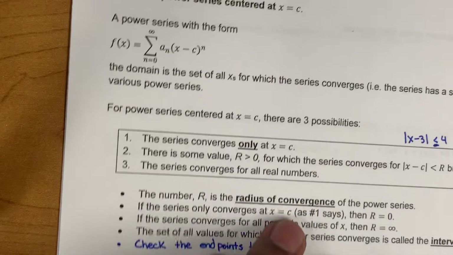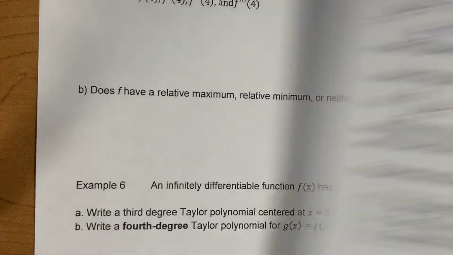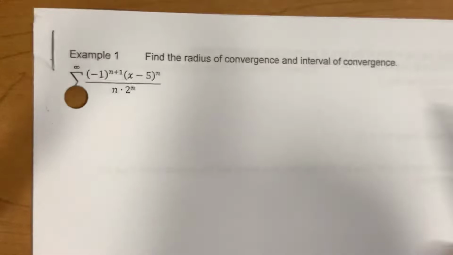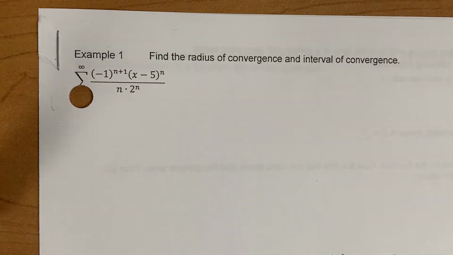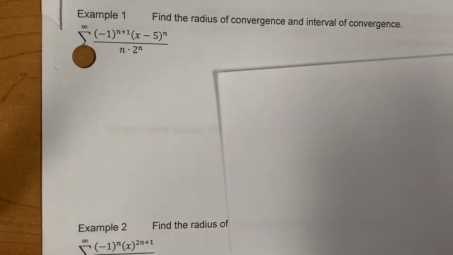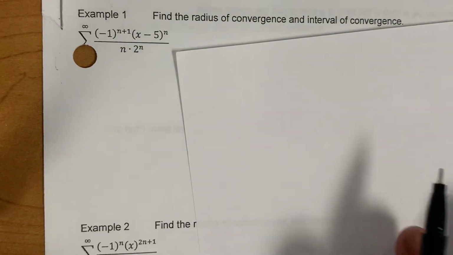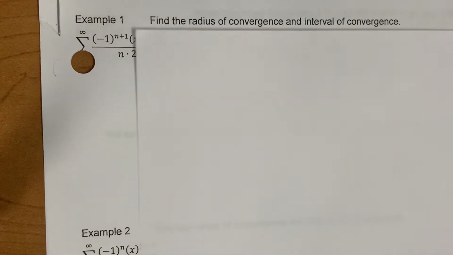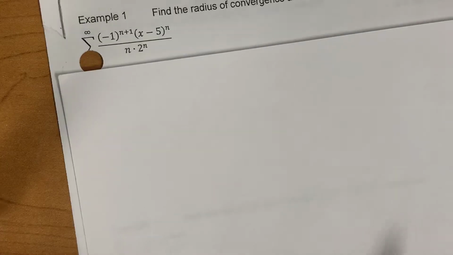So in our notes, we're going to start with this first example. We're going to find the interval and radius of convergence for this infinite series, this power series. So again, this is not nearly enough room to work this, so we're going to copy this down and work it on a separate sheet of paper.